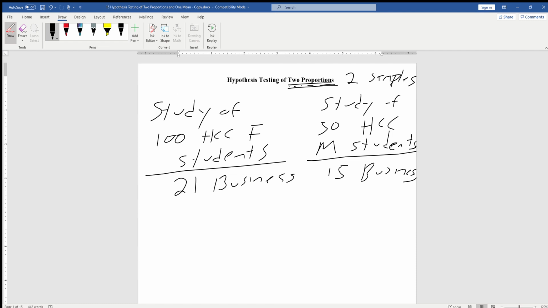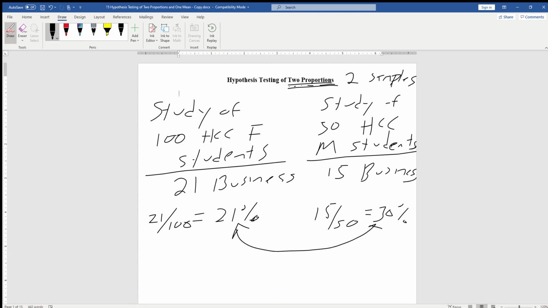Okay, so what we would do is we'd say, well, 21 out of 100, or 21%. So basically we're just approximating that 21% of females are business students at HCC based on this study. And then 15 out of 50 would give us 30% for the males. So obviously that's different, but always with respect to significance, is it a significant difference? That's the question that we're going to be answering whenever we do these types of problems with two proportions.